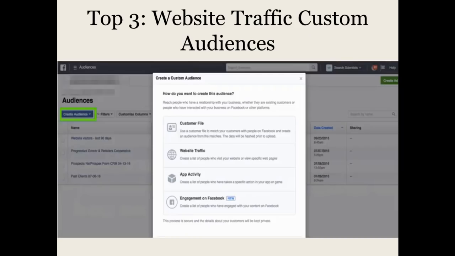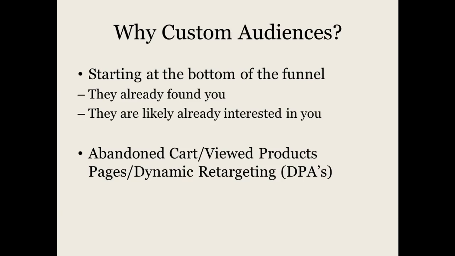Next, top 3 website traffic custom audiences. As we can see on the chart, these are the website traffic custom audiences. We can see there is a customer file, website traffic, app activity, and engagement on Facebook. Next is why custom audiences. These are the reasons. Starting at the bottom of the funnel, they already found you. They are likely already interested in you. Abandoned cart, viewed products, pages, dynamic retargeting.